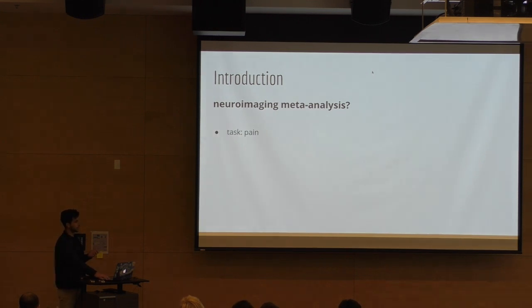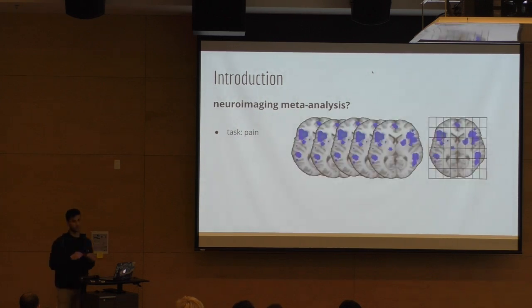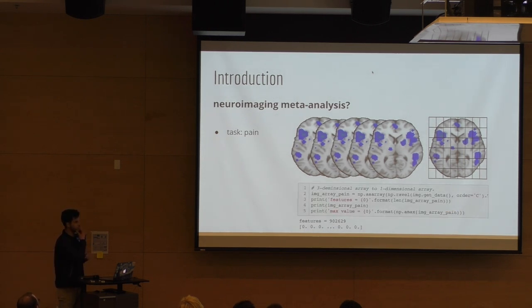And so for the purposes of this project, take the task pain. We can go through literature and identify these modeled activation maps from different studies, and we can sort of decompose these brain images into a long NumPy array, so basically 902,000 voxels, and do this for all sets of experiments that we identify and sort of get the stage ready for a machine learning project. Now I will pass off.